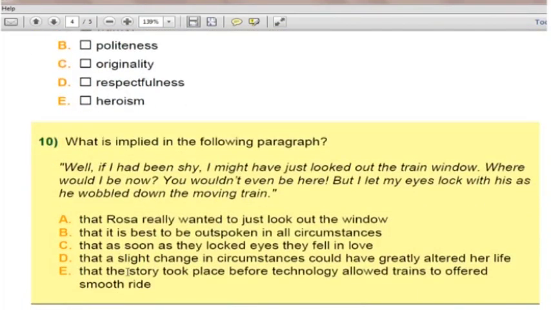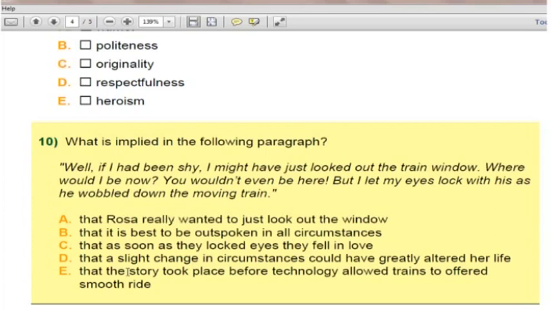Question number 10 is, what is implied in the following paragraph? "Well, if I had been shy, I might have just looked out the train window. Where would I be now?" "You wouldn't be here." "So I let my eyes lock with his as he wobbled down, then moved the train."